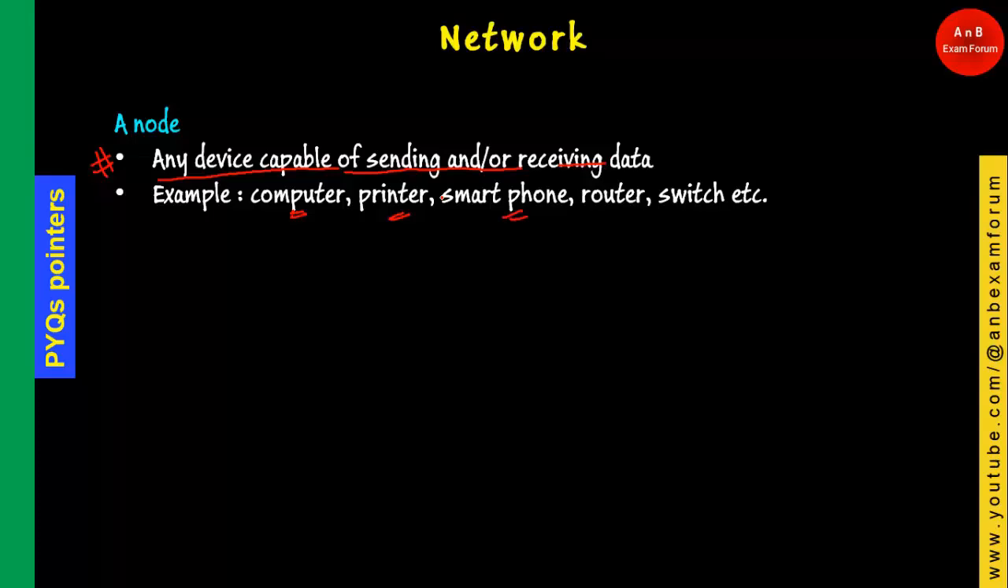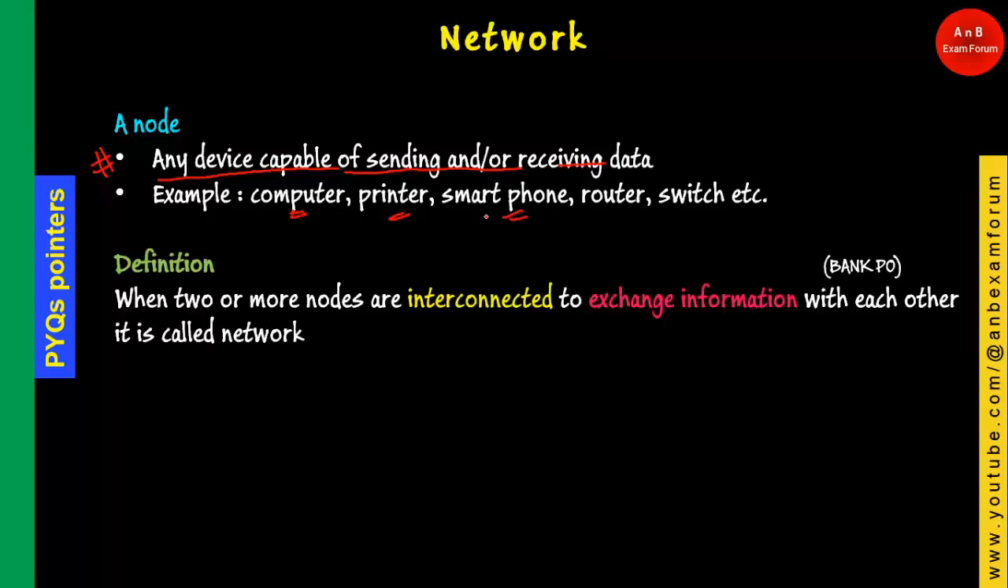I repeat, a node is any device which is able to send or receive data. It can be a computer, a printer, a smartphone. Now let's see the definition of a network, and this is commonly asked in banking exams. When two or more nodes are interconnected to exchange information with each other, it is called a network.